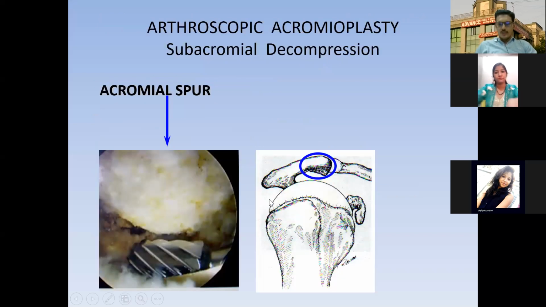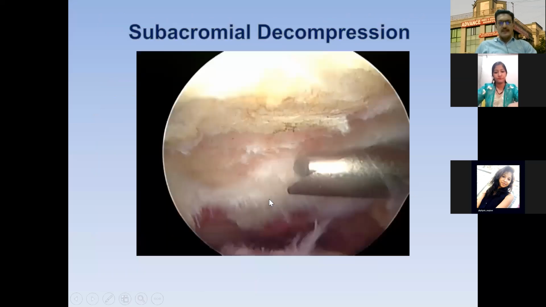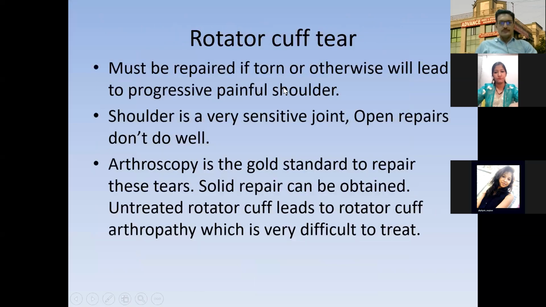So this is how the shoulder joint will look from inside. This is a procedure of subacromial decompression that we are doing intra-articularly. Now, rotator cuff, if the patient has a partial tear, treatment is physiotherapy. If the diagnosis is a full thickness tear, the treatment is arthroscopic surgery. So just a small video for you.